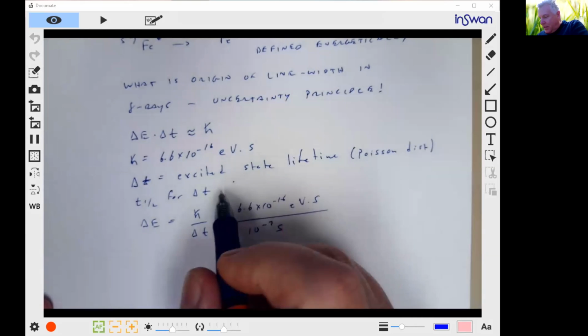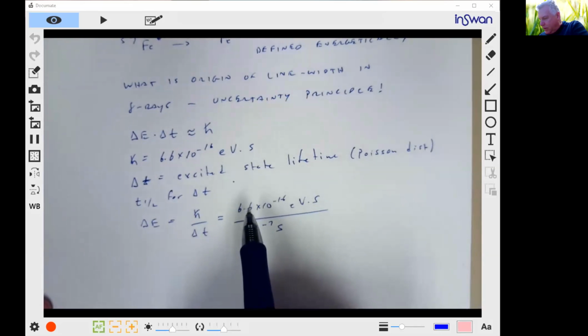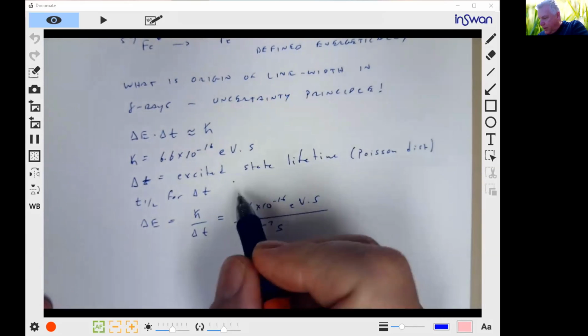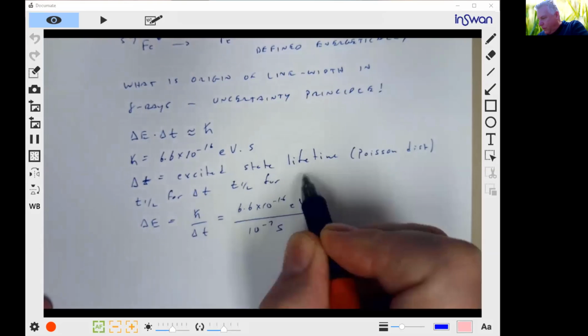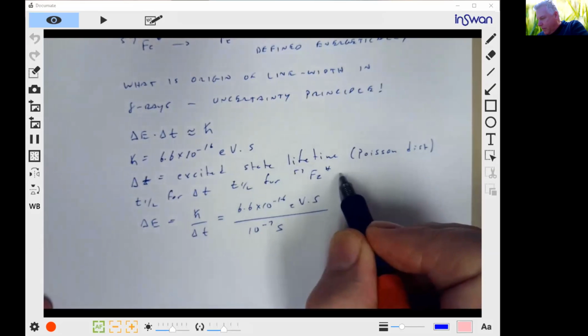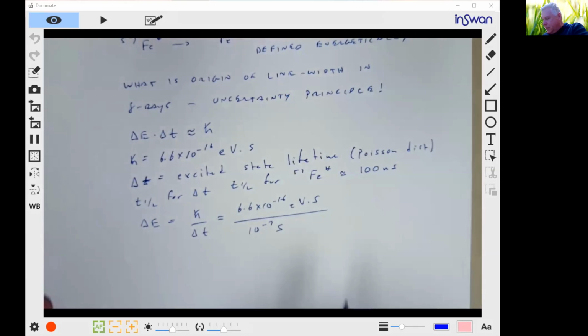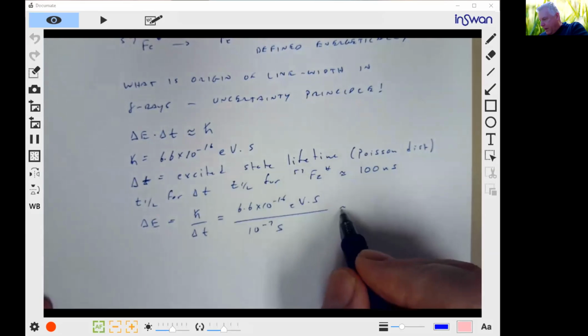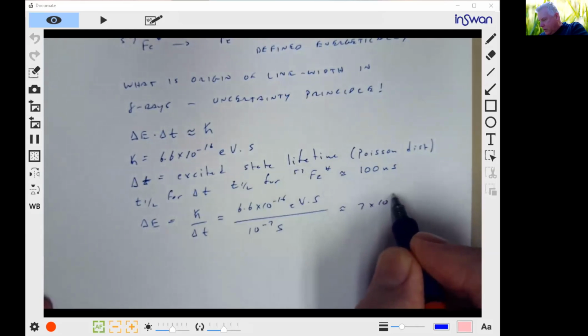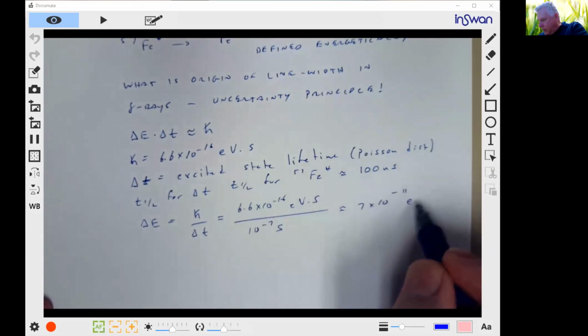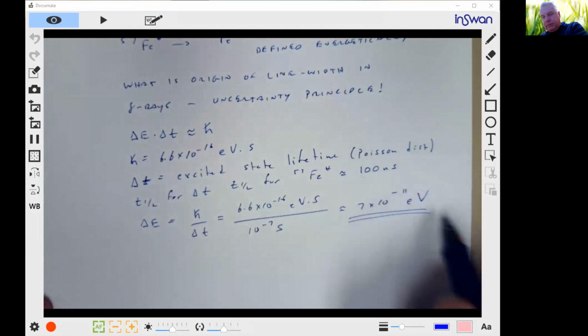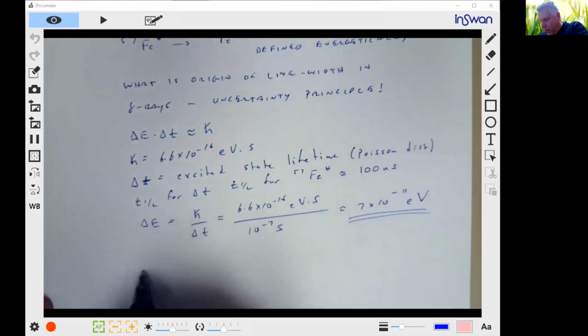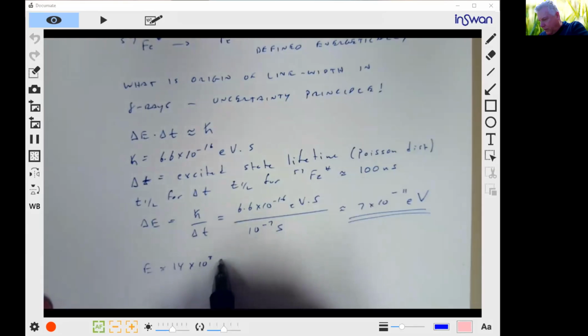Okay, back to the project. T1/2 for iron-57 star is about 100 nanoseconds, so it's 10 to the minus 7 seconds. This comes out to about 7 times 10 to the minus 11 eV. Now, what is the energy? E is about 14 times 10 to the third eV. Delta E is 7 times 10 to the minus 11 eV.